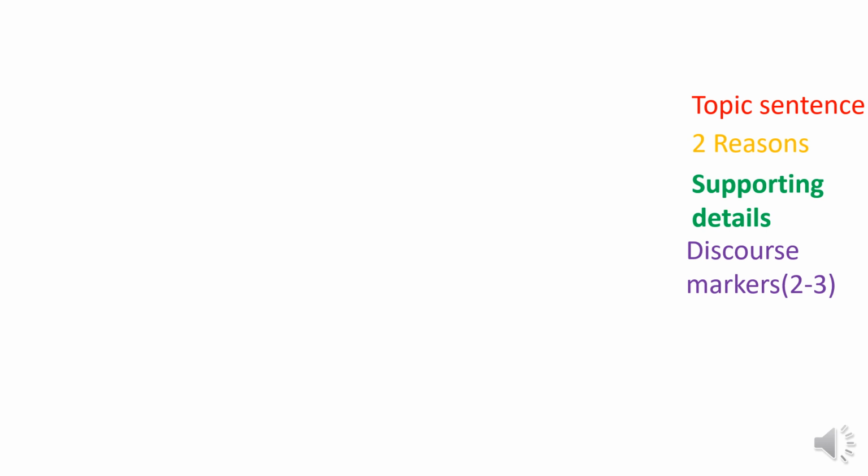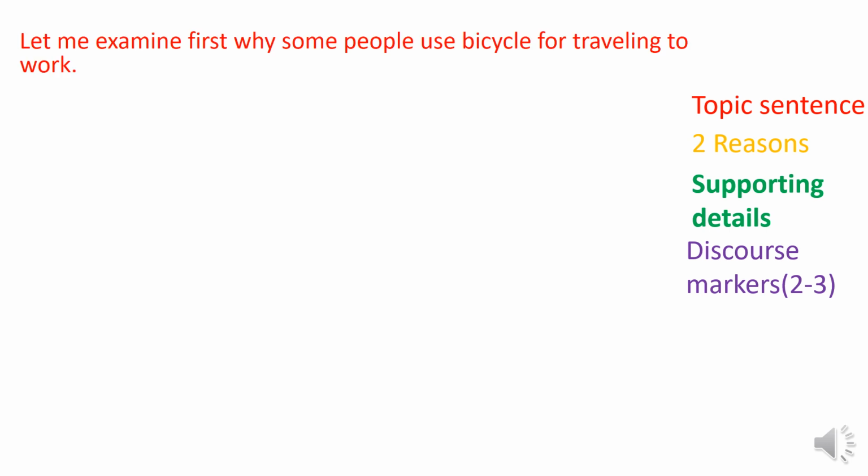Let's start with our topic sentence for this essay. Let me examine first why some people use a bicycle for traveling to work. So this is basically your topic sentence, where you are saying that in this paragraph you are going to write about the reasons people give for using a bicycle to travel to work or college, right? So once you have said your topic sentence, go and give the first reason. Let's say one reason people like a bicycle is because it is healthier.